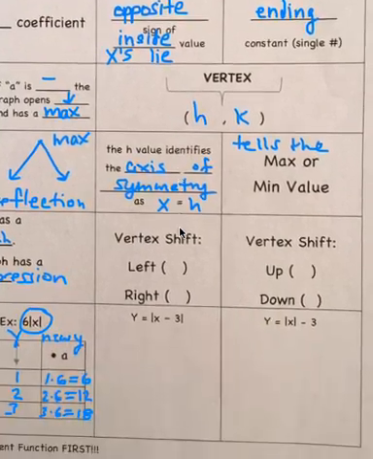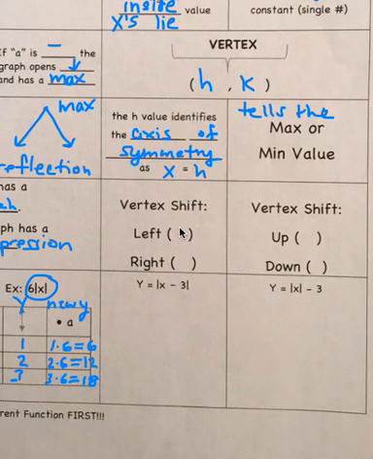So now here is when we look at our vertex shifting. That's h's and k's. So remember, this one is opposite for h. So to move left, it would be x plus something on the inside. To move right, it would be x minus. Vertex shift for up and down, it stays the same.